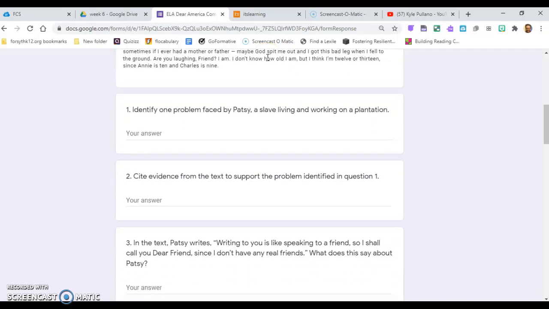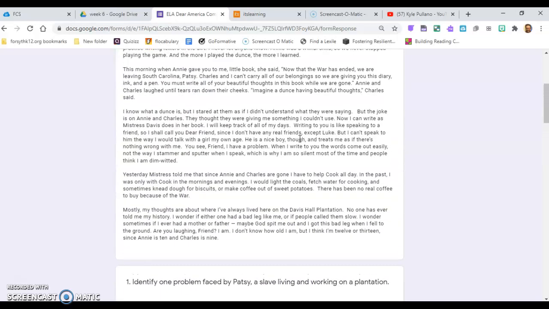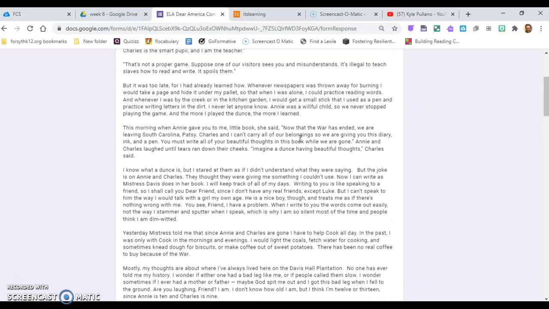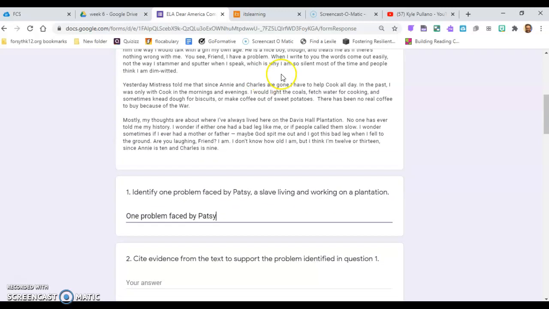Question 1 says, identify one problem faced by Patsy, a slave living and working on a plantation. Here you can type your answer, and I do expect it to be complete sentences. Everybody say complete sentences. That's right. And so if you have hopefully learned how to restate the question, one problem faced by Patsy in the story, you would write out one of the problems. So there's a couple of things you could say. Here, it's not asking you to quote directly from the text. You could just tell a problem that Patsy has.